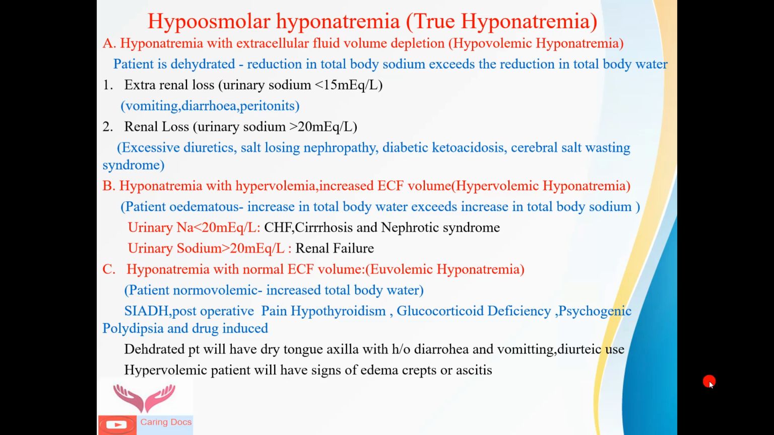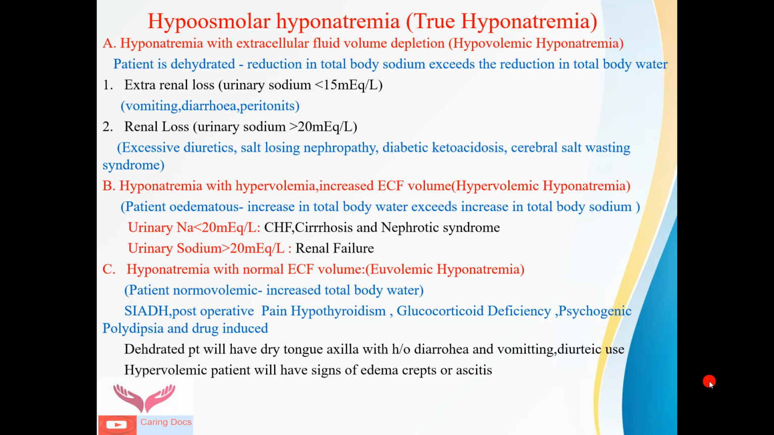Once we have confirmed it as a true hyponatremia, we will see the volume status. If the patient is dehydrated, we will see the urinary sodium. If the urinary sodium is less than 15 milliequivalent per liter, it means the kidneys are working properly. Urine sodium loss is very less, so the patient has an extrarenal cause of true hyponatremia.